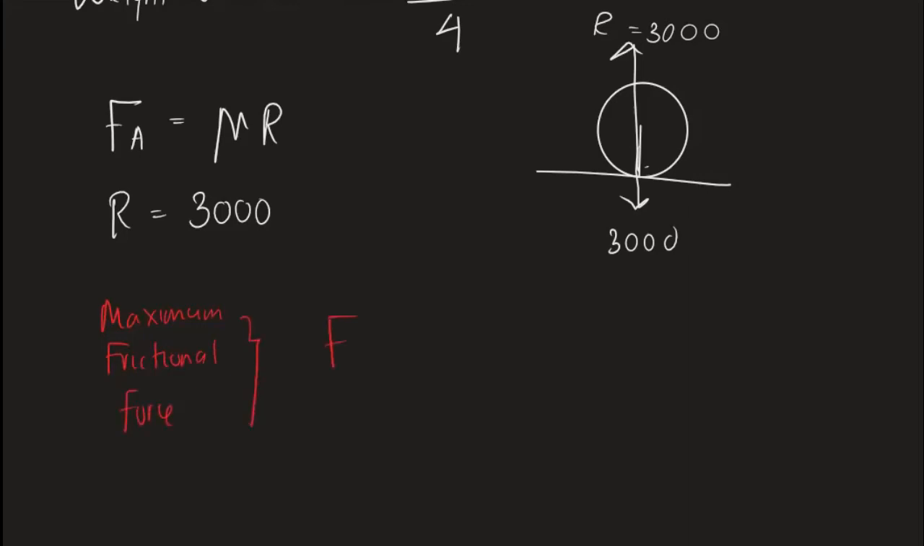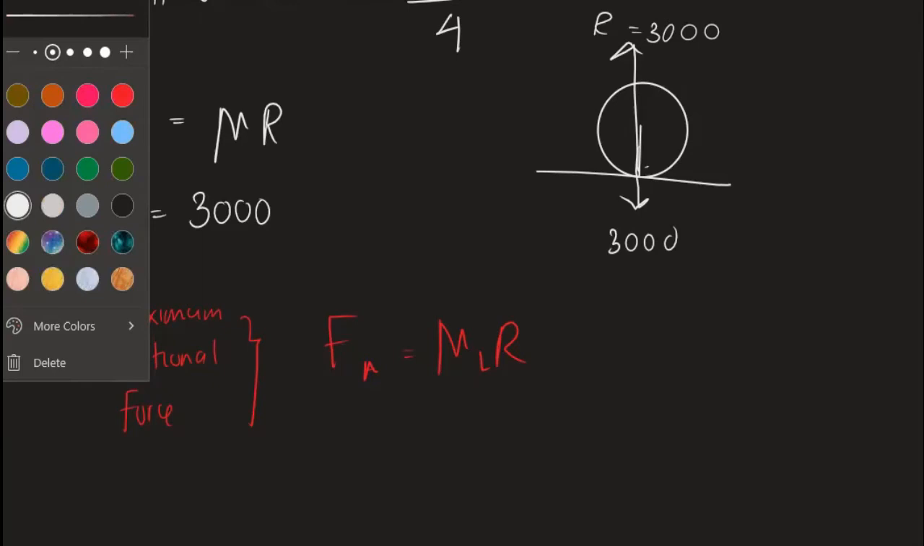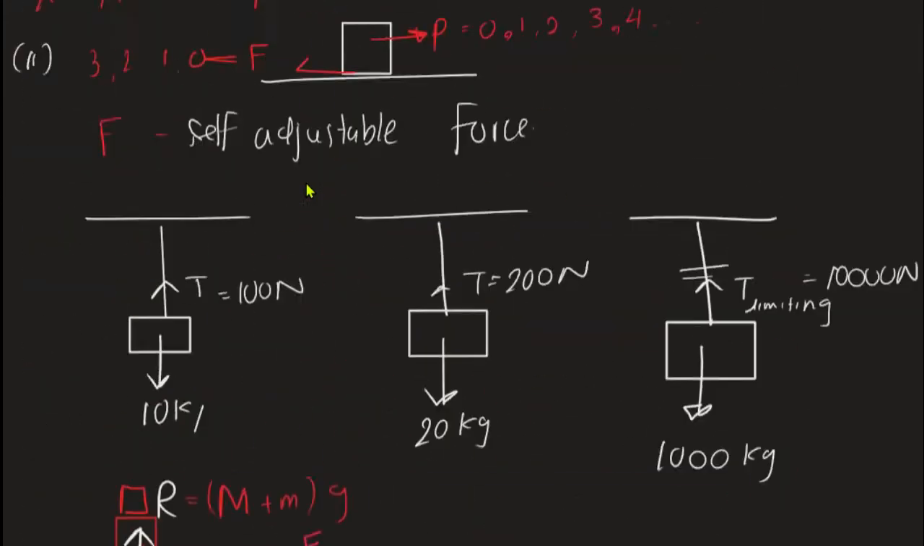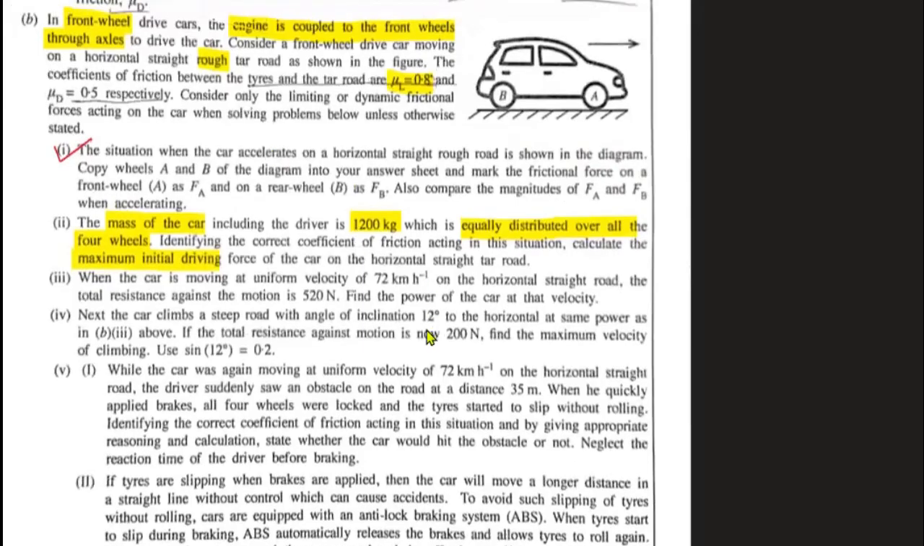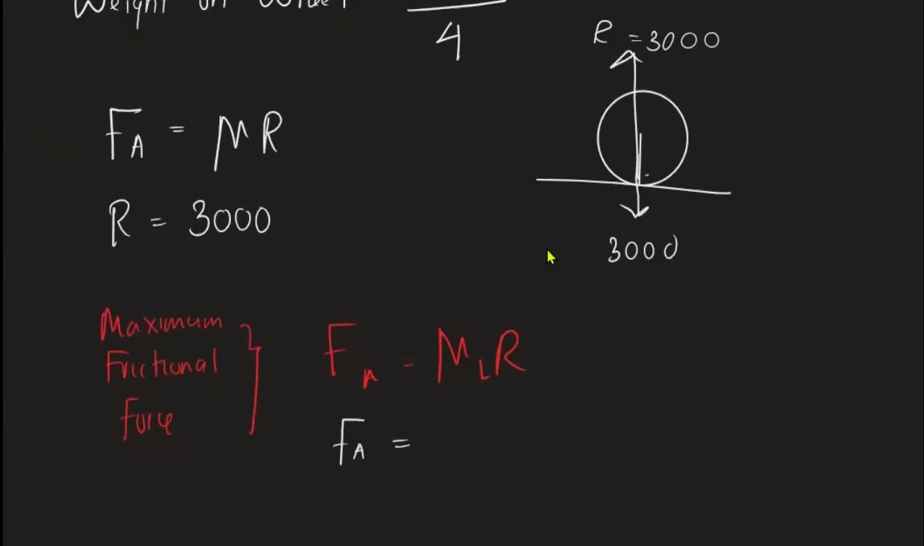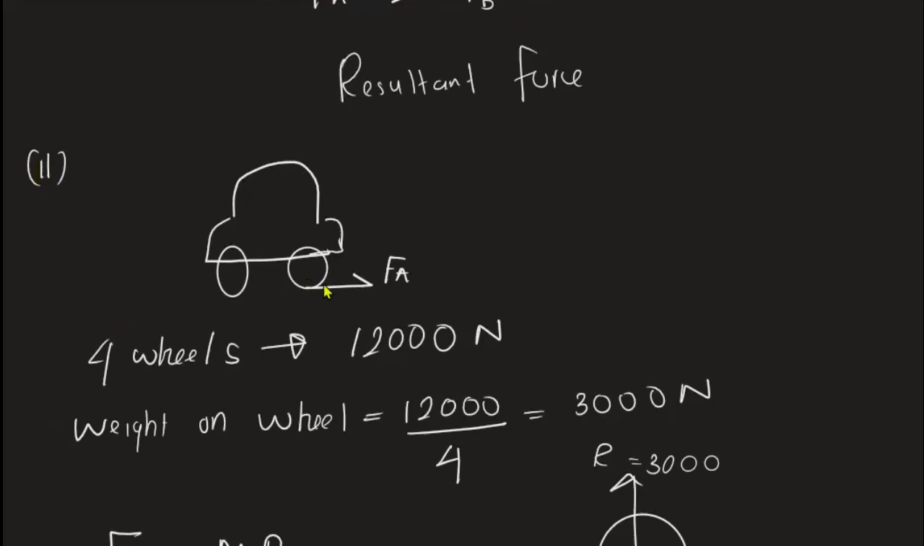So how do we find that maximum frictional force? By using the coefficient of limiting friction, right? Into the reaction, right? So FA is going to be what? Mu L was given to be 0.8, right? 0.8 into reaction, which is 3000. So FA is going to be 8 into 3, which is 2400 Newton. So the driving force on one wheel is 2400.